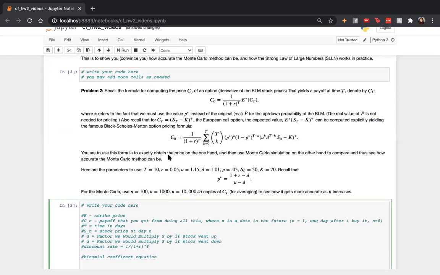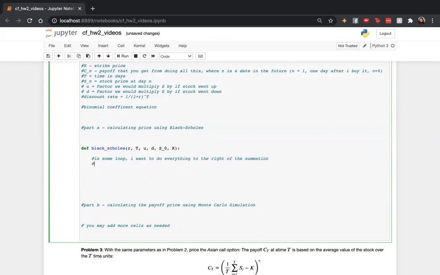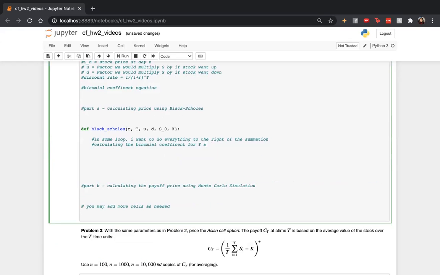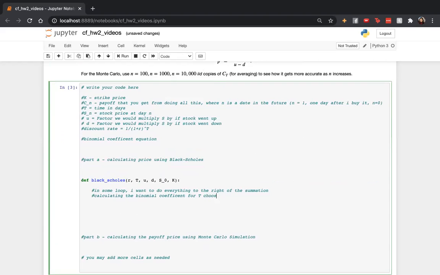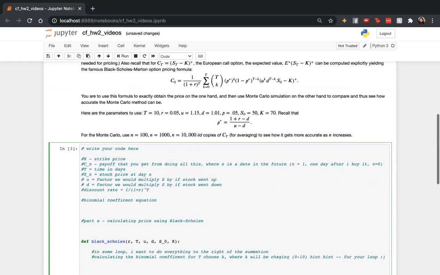So that would include calculating the binomial coefficient for t choose. So basically the way that you say this out loud is t choose k, where k will be changing, right? So k will have to go from 0 to 10. Hint, hint for your loop. That's all I'm going to say with that.